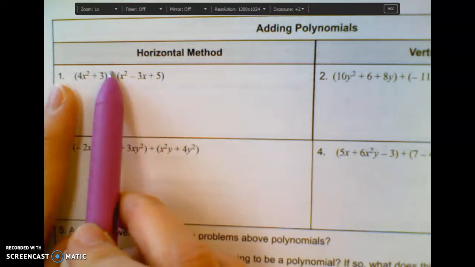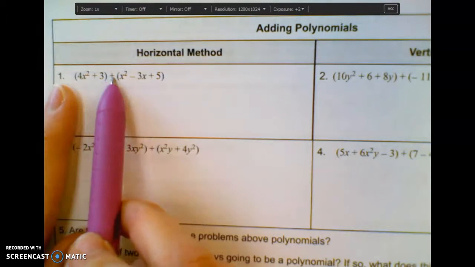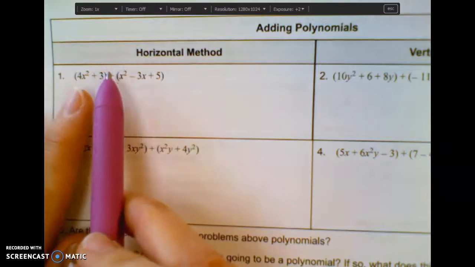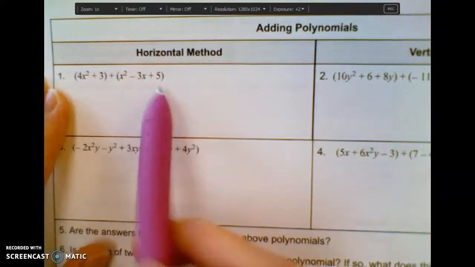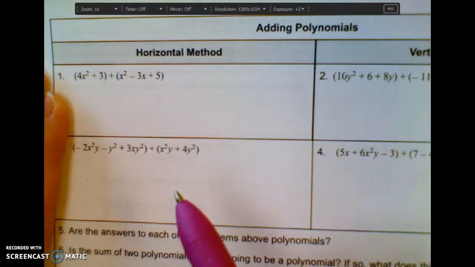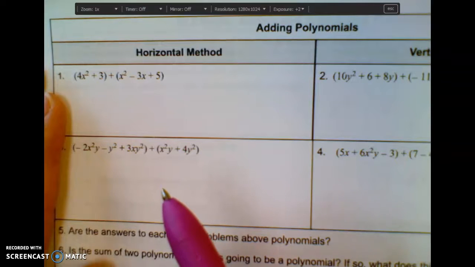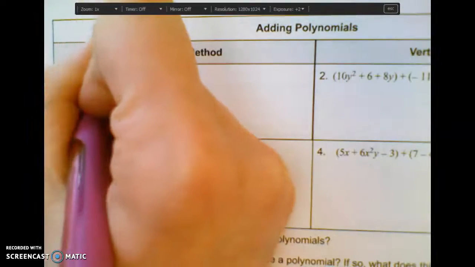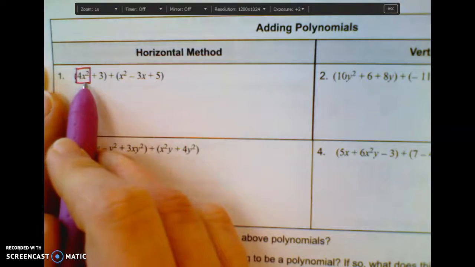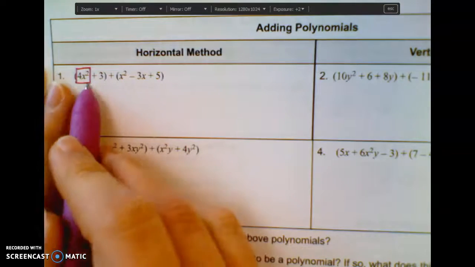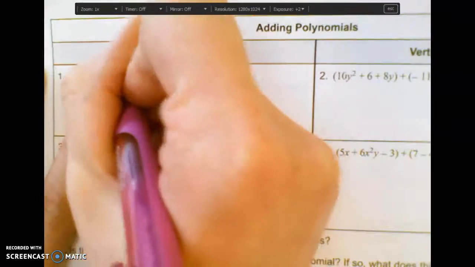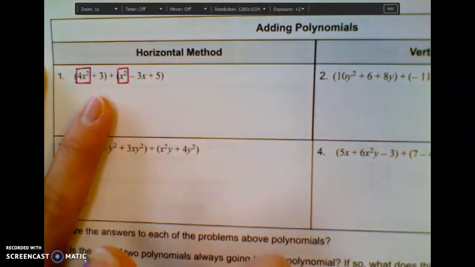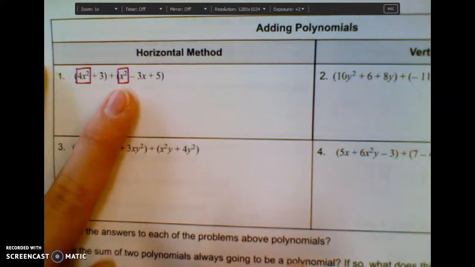It's important that this is a plus sign, because if that's a minus, then something else has to happen. This is a plus, so now we can just add up our polynomials. Well, to add these, we have to combine their like terms. So I see a 4x squared. I'm going to put a box around it. Any other time I see an x squared, its like term, I'll put a box around it. So that is x squared. So I'm going to add the 4x squared and the x squared.